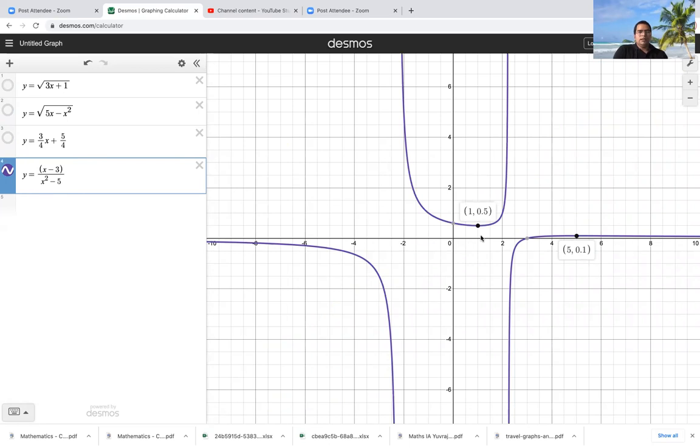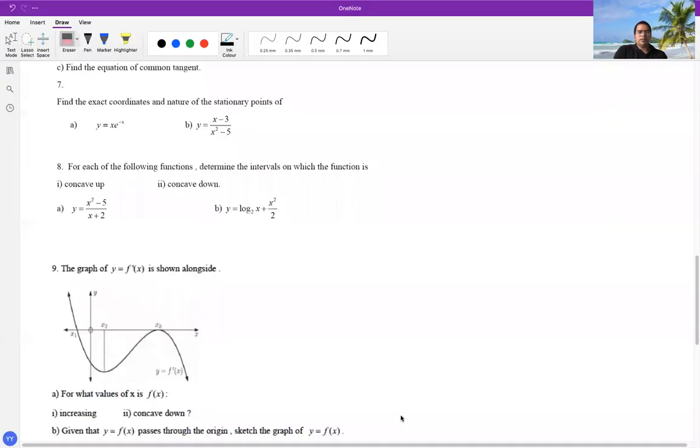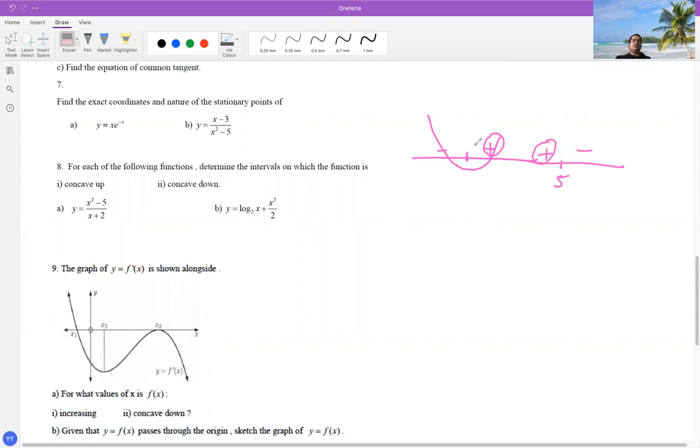From the previous part, at x equals 1 we had the minimum, since it was negative and then positive. And if you look at the sign diagram around 5, you'll see that it is changing from positive to negative, so that's a single derivative sign diagram. Hence, that's a maxima. You can find the exact coordinates by plugging these x-coordinates in here.